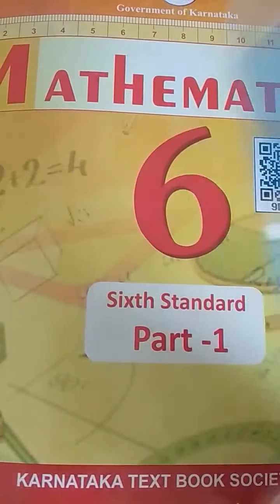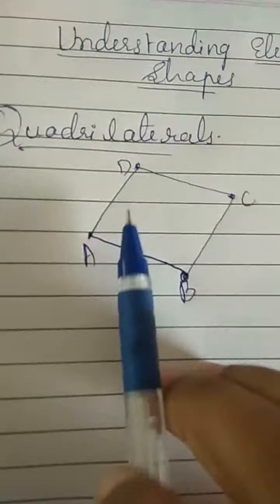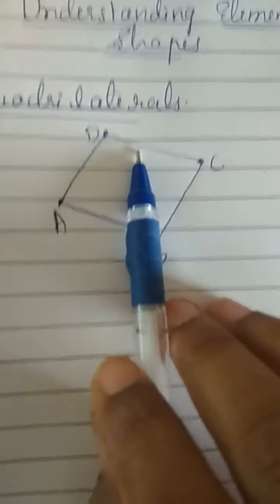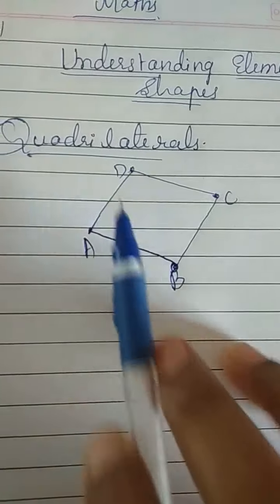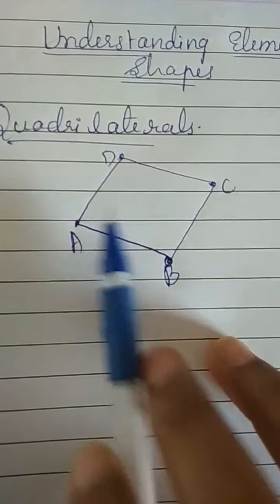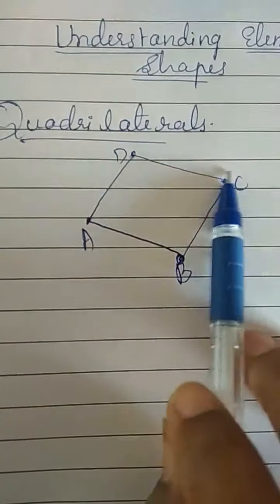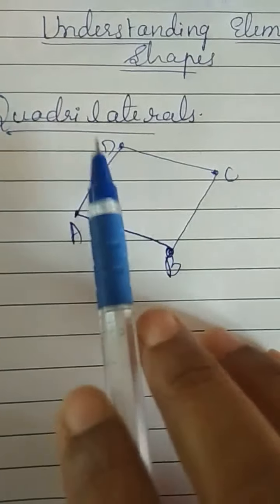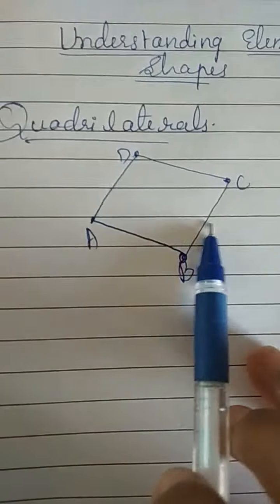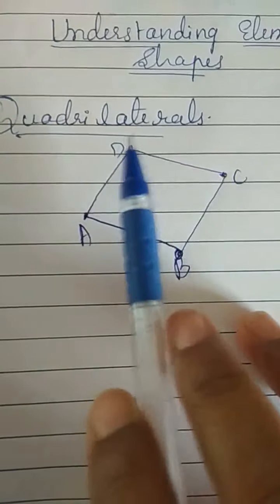Our subject is mathematics, class 6th standard. In this class we are going to study understanding elementary shapes, quadrilaterals. A quadrilateral, if you remember, is a polygon which has four sides. Which are the sides here? AB, BC, CD and DA, and four vertices A, B, C, D, and four angles: angle A, angle B, angle C and angle D.